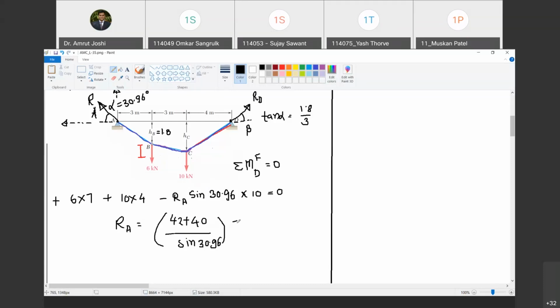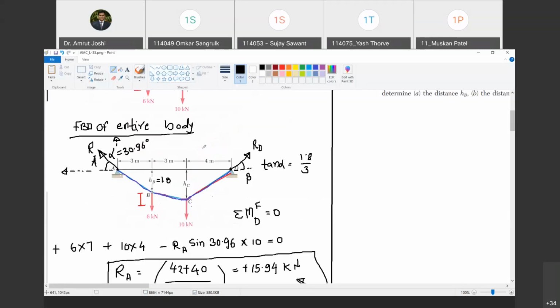15.94. Yes, so it turns out to be 15.94 kilonewton, and as it is positive, therefore the originally assumed sense of RA is correct, and therefore RA is inclined in this fashion at an angle alpha with the horizontal. Do you agree with me? Sir, in the denominator, it will be 10 into sine 30.96. Yes, 10 into 30.96. So have you taken care of that 10 while arriving at this value? Yes, sir. Okay. So RA is equal to 15.94 kilonewton.